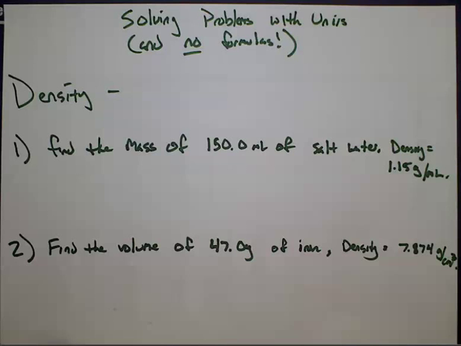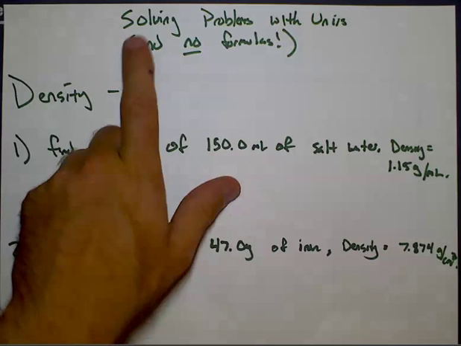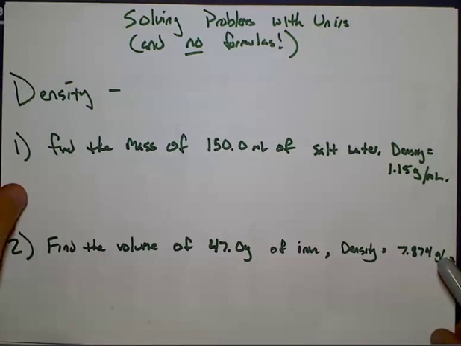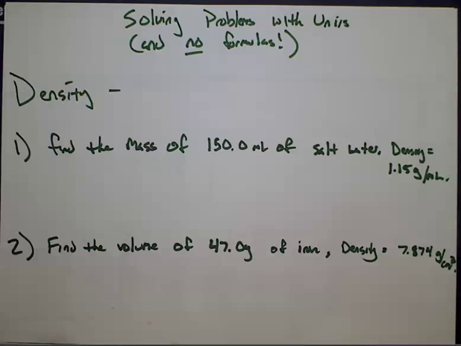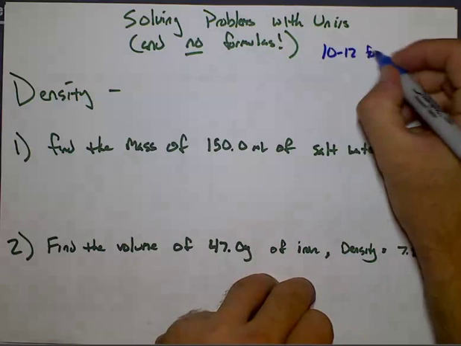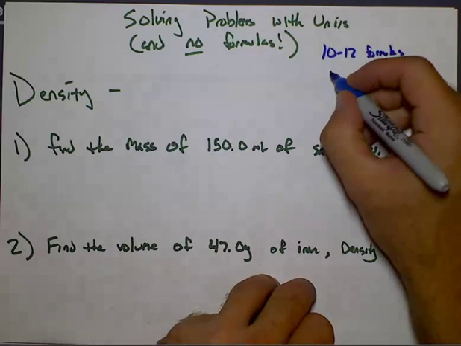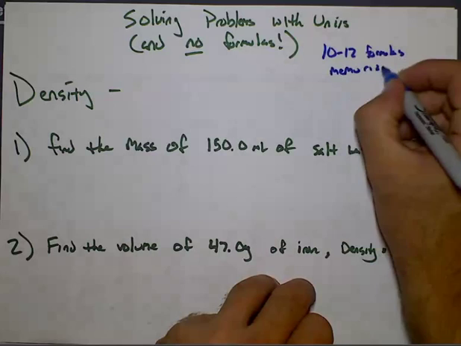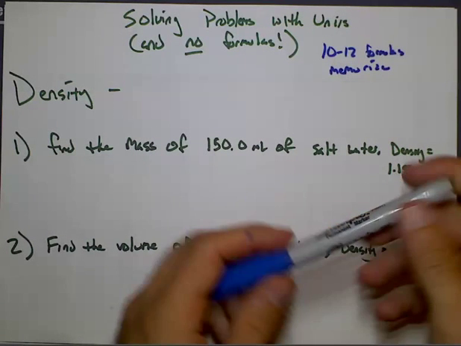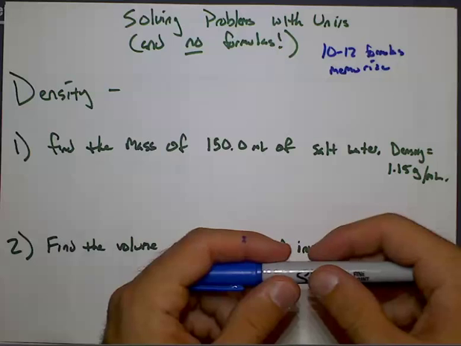So what we're looking at here is how to solve problems with units without using formulas. Throughout the Chemistry 1 curriculum, if you used formulas, you're probably going to use about 10 to 12 formulas, which you would need to memorize. Because at least here in Virginia, you don't have a formula sheet on the SOL, so you would need to know those backwards and forwards.